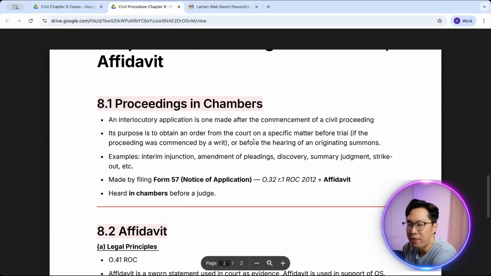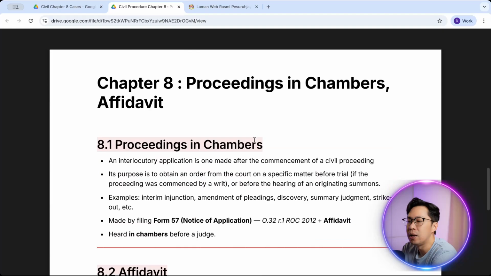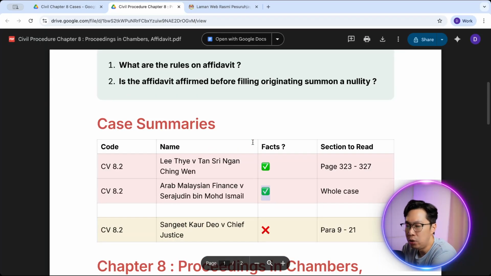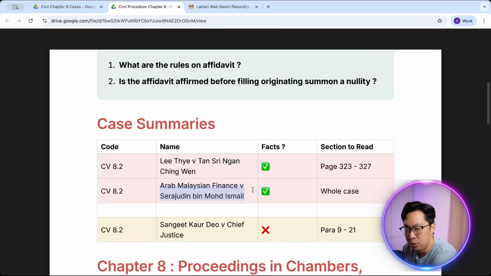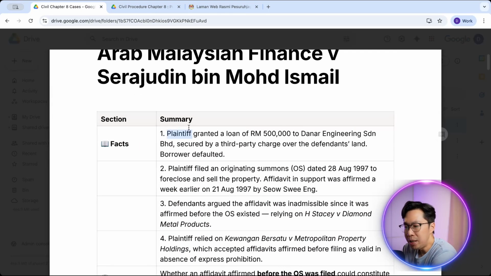So now you have an affidavit affirmed before filing of OS. Is the affidavit valid or not valid? Let's look at the Arab Malaysian Finance case, Sirajuddin bin Muhammad Ismail, whole case, and I'll give you the summary here. The plaintiff granted a loan of 500,000 to this company, secured by a third party charge over the defendant's land. Borrowers defaulted. So the plaintiff filed an OS to foreclose. Foreclose means take the property and sell it off to recover the money.